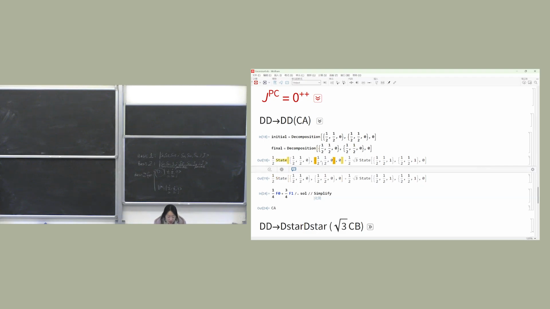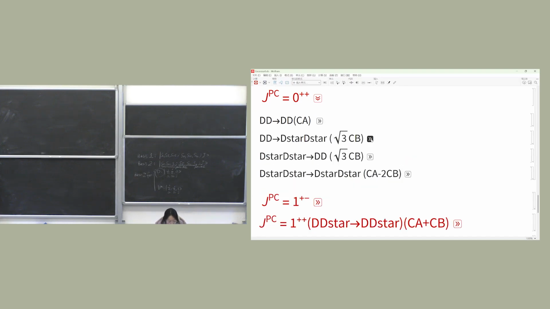So there's a question: why don't we have this term times this term? Yeah, exactly, very good, because they are orthogonal, right? Okay, this is one example for DD to DD.